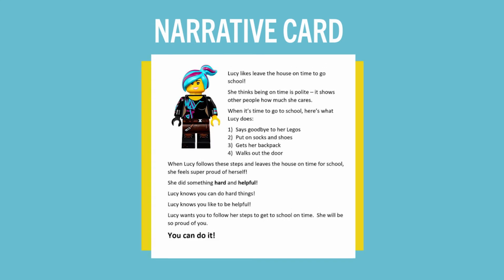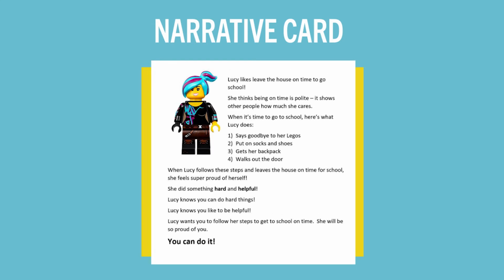Here's an example of a narrative for a Lego lover who needs to get out of the house to go to school. It's basically a one-page social story in which the character associated with a special interest displays the skill that you want to teach your child. This is how you introduce the skill to your child and talk about it in advance. You can pause the video now if you want to read the example.